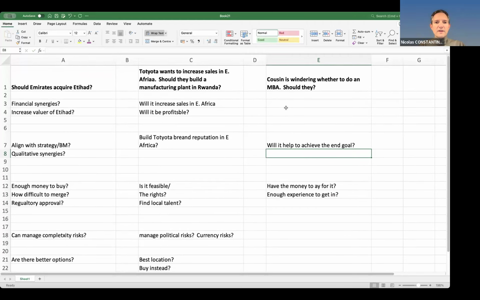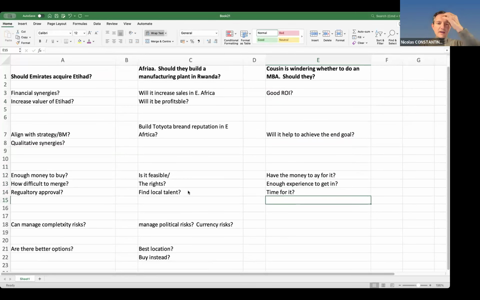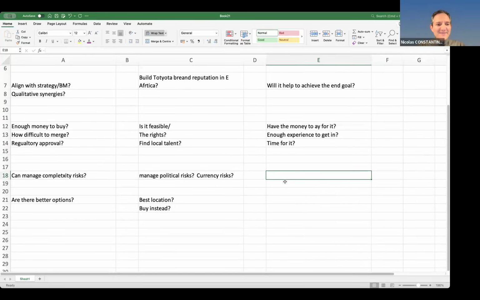What else? How about, is it a good return on investment? Good ROI? What else do you have? Do you have time for it? Nice one. Good. Where are you thinking of applying to? I'm not sure why that matters. Try to figure out the underlying question that matters here.